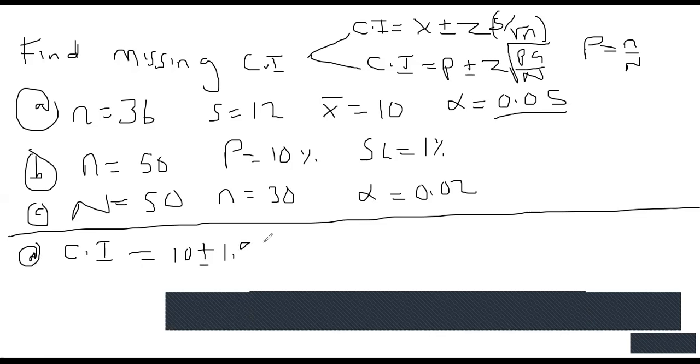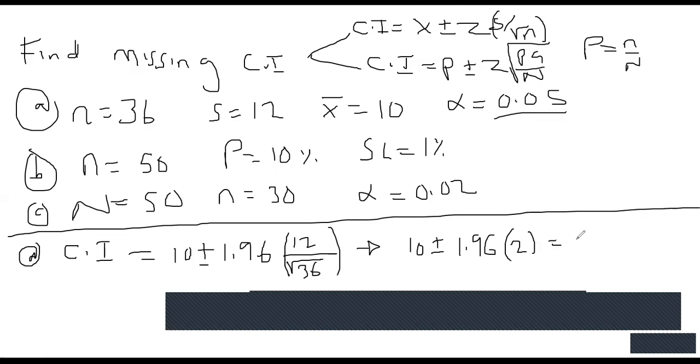1.96. And the standard deviation is what? Fourth. Square root of what? N, which is 36. So 36, we only use Z when our sample size is more than 30. So here we have 10 plus or minus 1.96. And our sampling error there is 2. The square root of 36 is 6. 6 into 12 is 2.